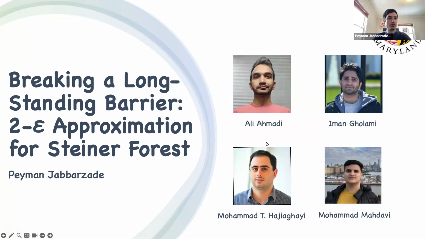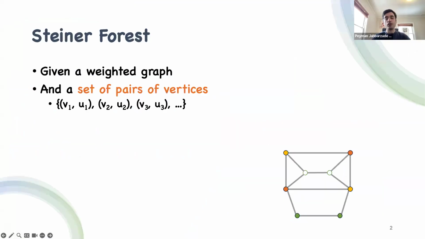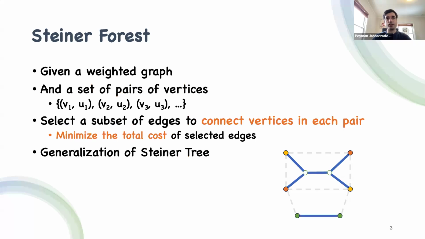So let me start with defining the problem. In a Steiner forest problem, we are given a weighted graph and a set of pairs of vertices. And the goal is to select a subset of edges such that vertices in each pair are connected through these edges. And we want to minimize the total cost of the edges that we are selecting.